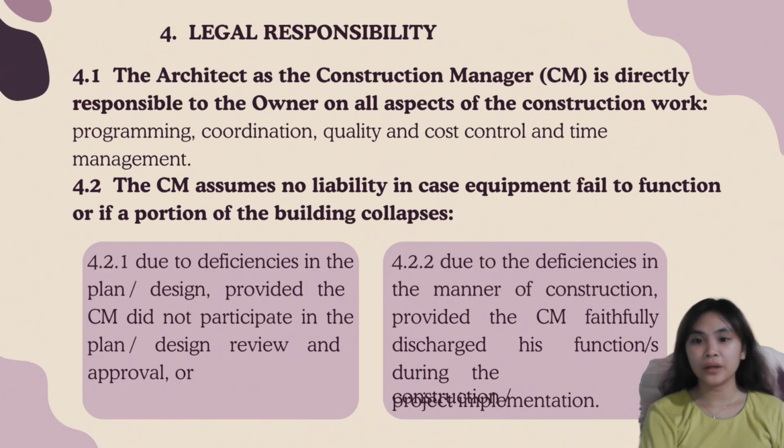Legal responsibility. The architect, as a construction manager, is directly responsible to the owner in all aspects of the construction work. It may be programming, coordination, quality, and cost control and time management. So, the CM assumes no liability in case equipment fails to function or if a portion of the building collapses. So, these are due to deficiencies in the plan and design provided by the CM who did not participate in plan or design review and approval, or due to the deficiencies in the manner of construction provided the CM faithfully discharged its functions during the construction or project implementation.